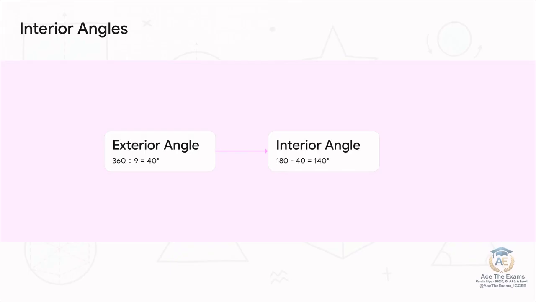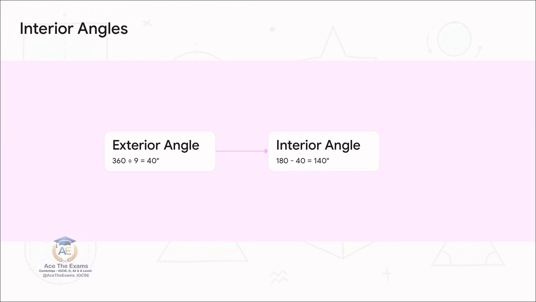So here is the exact execution strategy. If a shape has a rotational symmetry of order 9, it means a full 360-degree rotation is divided perfectly into 9 equal turns. So step 1, we calculate the exterior angle by dividing 360 by 9. That gives us a clean exterior angle of 40 degrees.